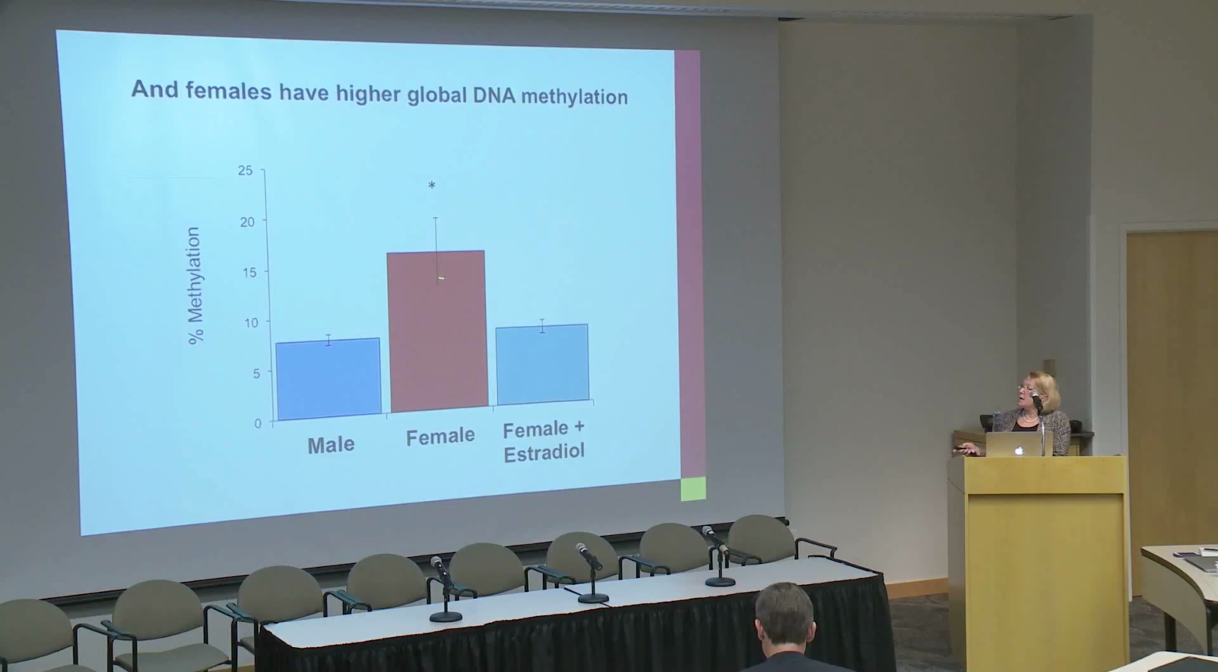And you can see females, percent methylation-wise, have almost twice as much as the males, and the females who've been masculinized with estradiol come down to the male level. At first you would look at this, and given what we just heard from Art, and what we know about X inactivation, we say, well, of course females have more methylation. Every single cell has an inactivated X in it. But treating females with estradiol does not reactivate an inactive X, so there's something else going on.